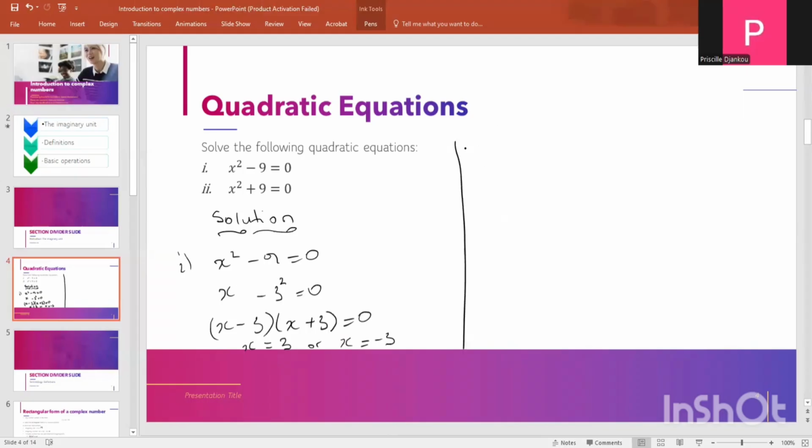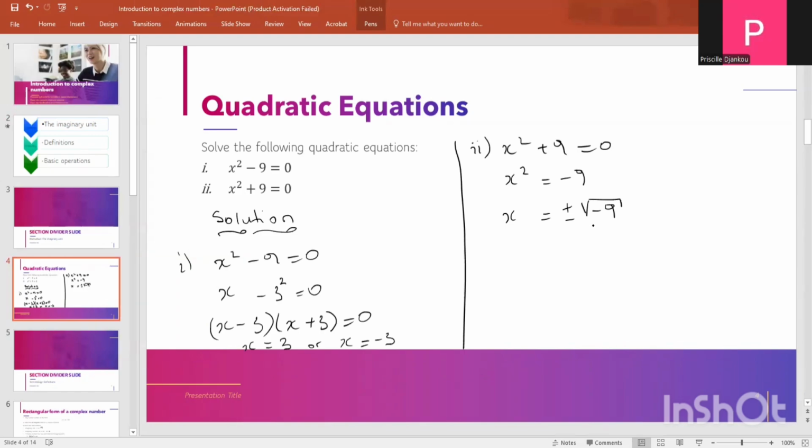But if we're asked to look for the solution to the equation x squared plus 9 equals 0, we're going to have x squared equals minus 9. So x will be equal to plus and minus the square root of minus 9. Yo, this sounds scary at first look. What is the square root of a negative number? At first sight, it looks like it does not exist.